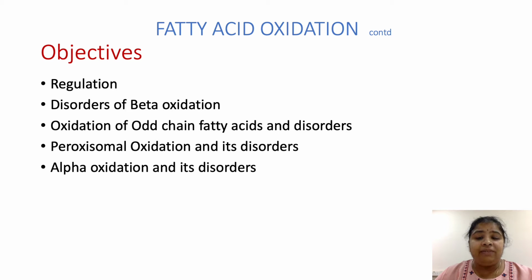So continuing with it today, we are going to be looking at regulation of beta oxidation, then disorders of beta oxidation. Then we look at oxidation of odd chain fatty acids and their associated disorders, peroxisomal oxidation and its disorders, and finally alpha oxidation and its disorders.